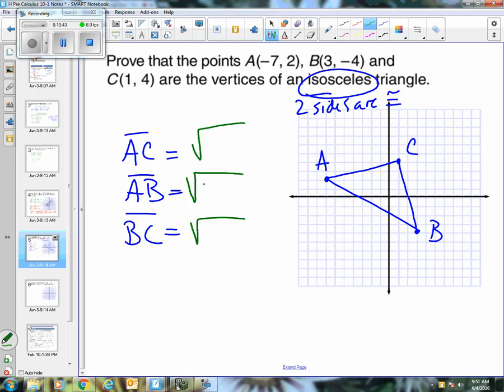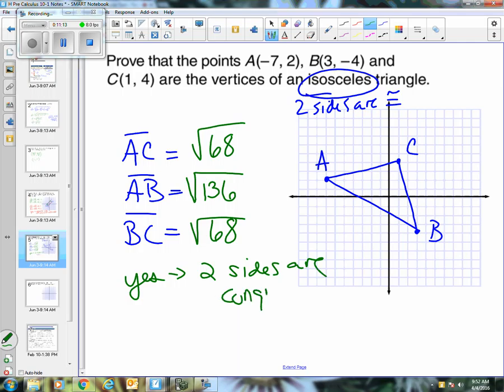All right, so for AB, I got the square root of 136. So it's the longest side of the triangle, not going to be equal to either of the other two. The other two, it was kind of hard to tell, but they are in fact exactly the same. So they are both square root of 68. Now maybe all of these could be simplified, but for purely saying whether it's isosceles, I don't really need to simplify them, I just need to know that they were equal. So yes, this is an isosceles triangle because two sides are congruent. Or you could even say that AC is congruent to BC, if you want to be very specific.